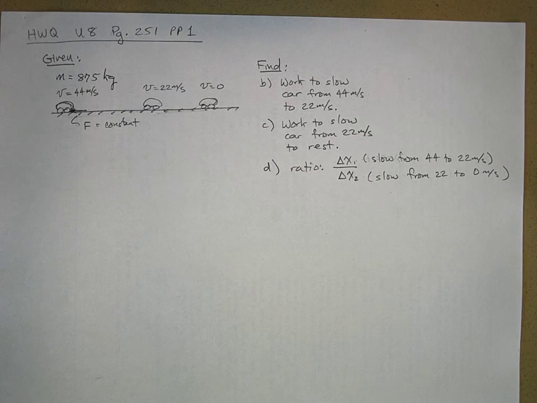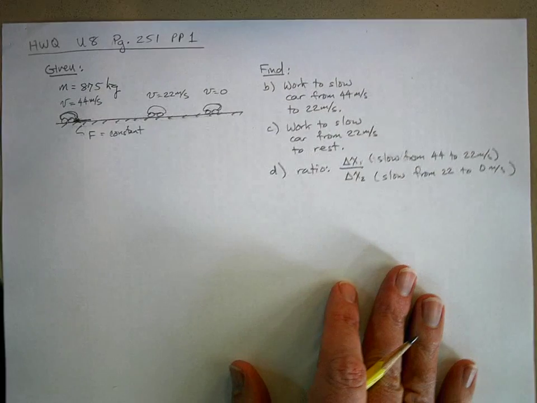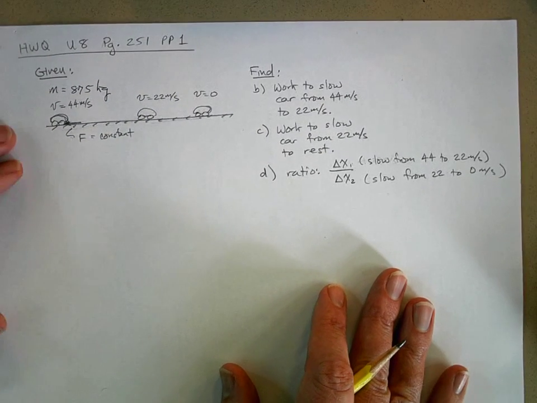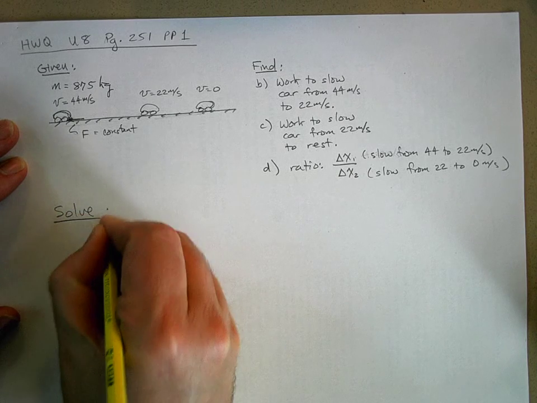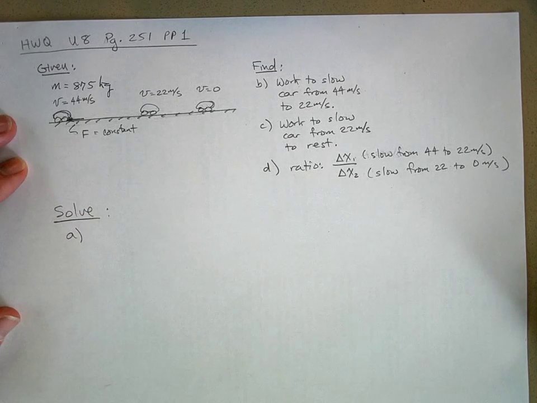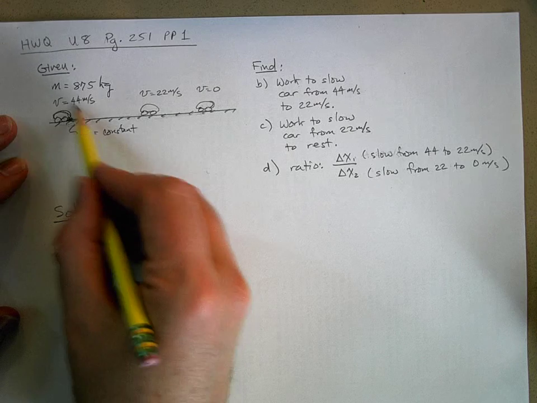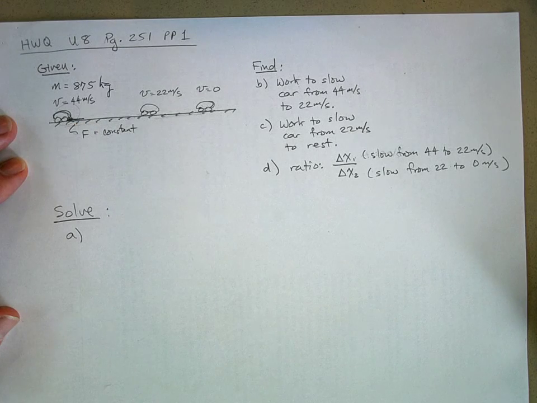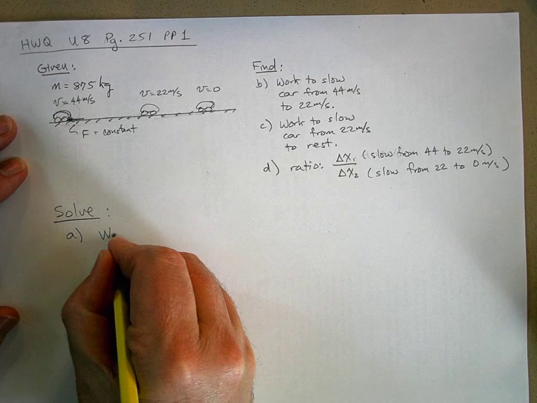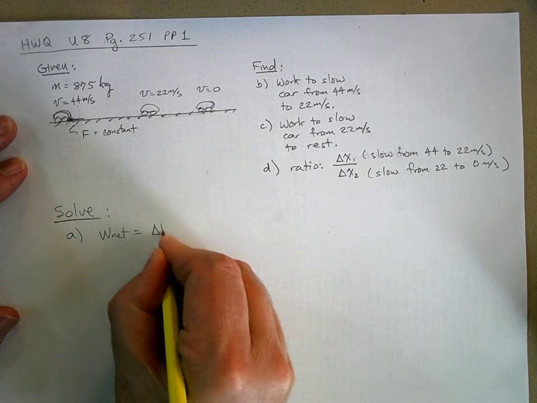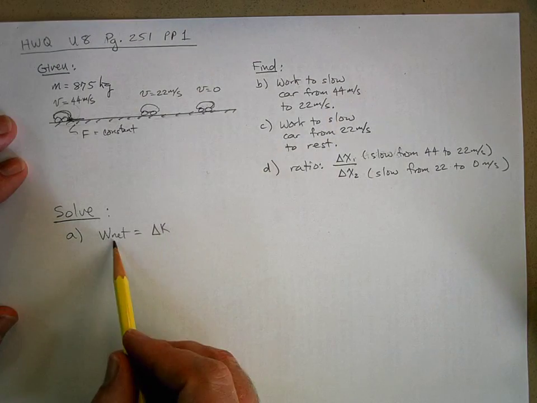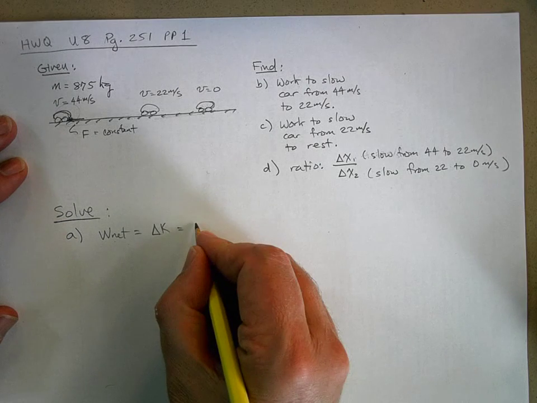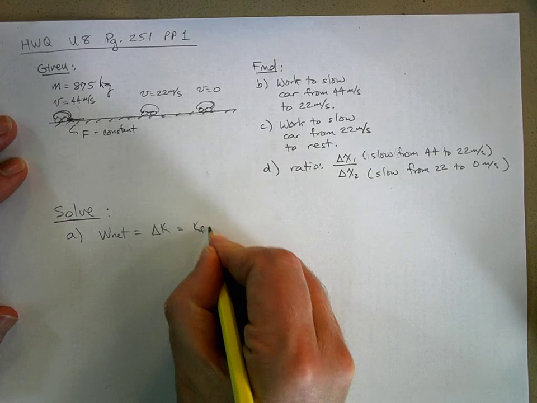We'll use energy methods to do that. So let's solve it. Okay, solve. So for part A, this braking force is the net force on this car. And so the work done by the net force is equal to the change in kinetic energy. So this is the work done right here, and this is going to be K final minus K initial.